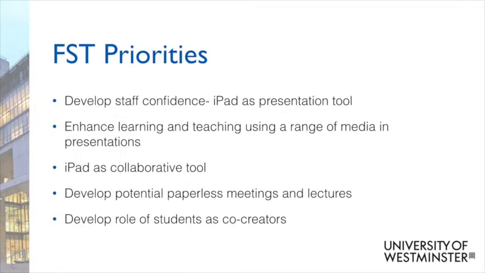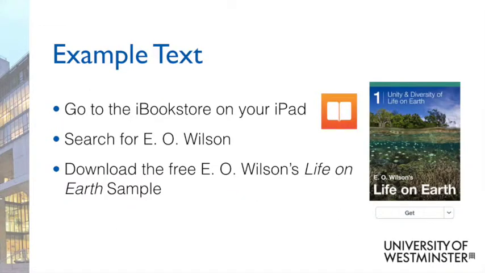On the screen are the 5 priorities identified by FST as key indicators of success as part of this mobile learning project. To assist you in your understanding of digital content, there is a free book available on the iBookstore. So do make sure that you have this book ready for the next video once you've watched this introduction.